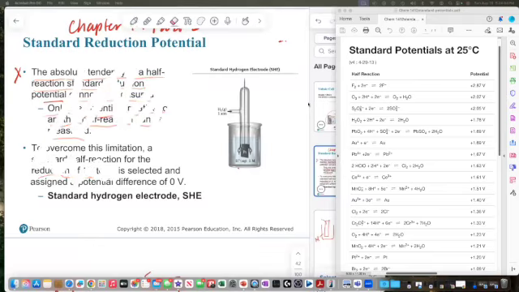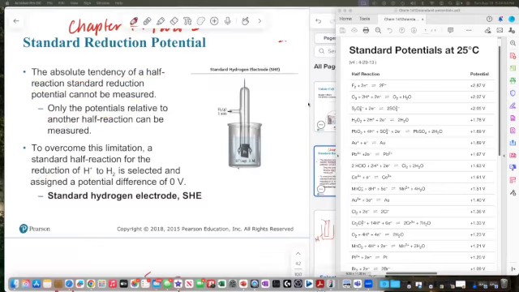Okay? So not only is it assigned a potential difference of 0, it is given a unique name called the standard hydrogen electrode or SHE electrode. I like to call it SHE. Okay. Standard hydrogen electrode or SHE electrode. What does that mean? I'm going to stick with the explanation provided by this book so it's not confusing.